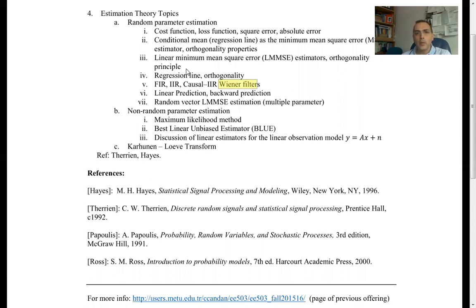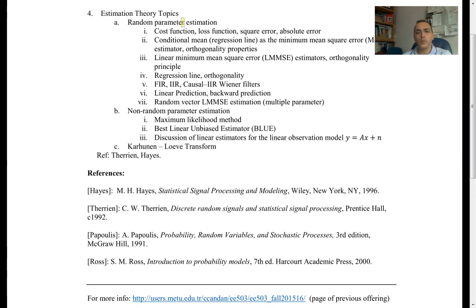Well, this is about random parameter estimation. Estimation theory, by the way, is divided into two. The parameter to be estimated can be random. What do I mean by that? The parameter to be estimated is known to come from a statistical description.